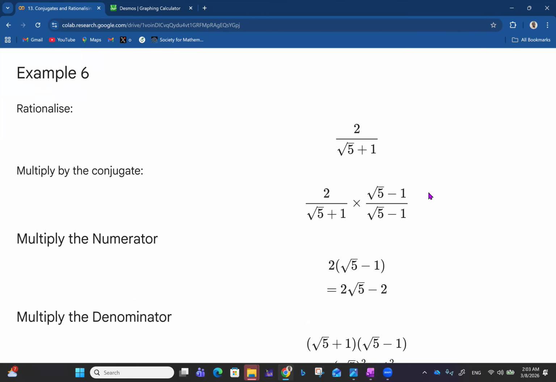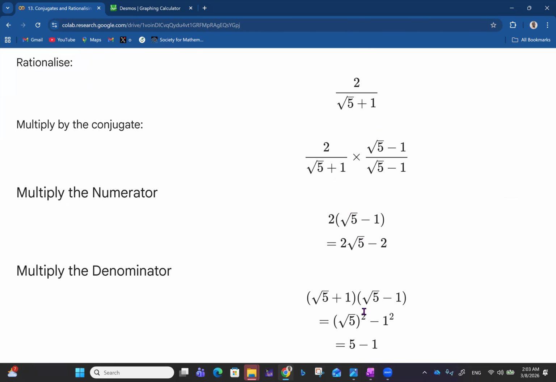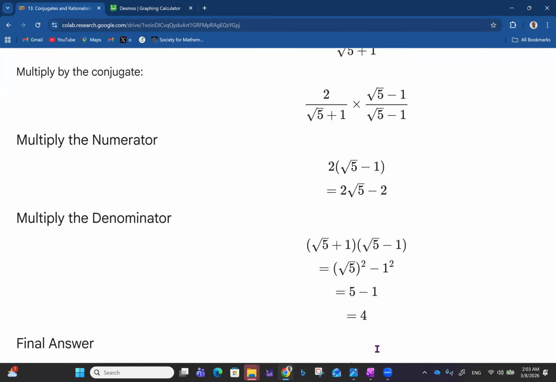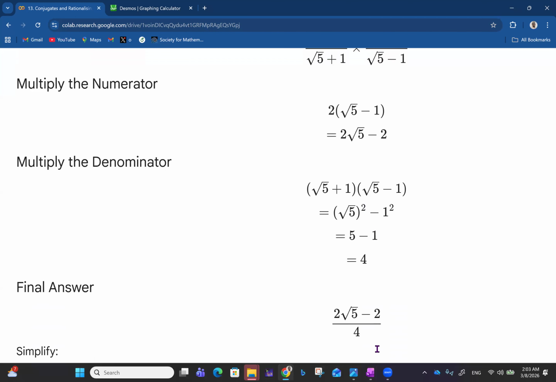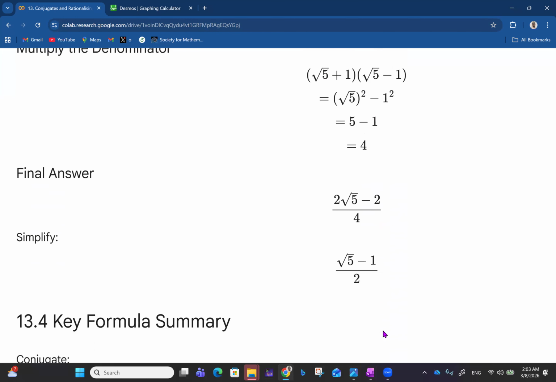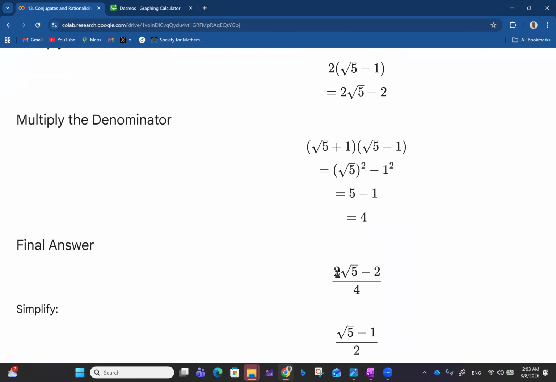And then you go for the denominator, that's root 5 plus 1 into root 5 minus 1. So you just do root 5 squared minus 1 squared. Root 5 squared is 5, 1 squared is 1, that's 4. So you then have 2 root 5 minus 2 all over 4. And then you can factorize this too. So you have 2 into root 5 minus 1 all over 4. So 2 into 1, 2 in 4, 2. So you have root 5 minus 1 all over 2.